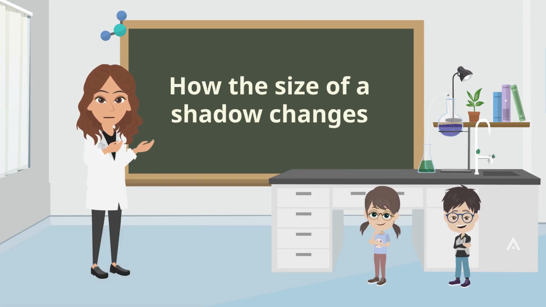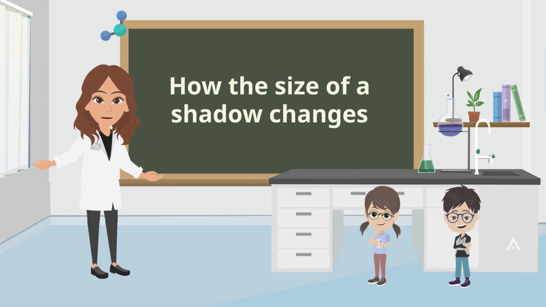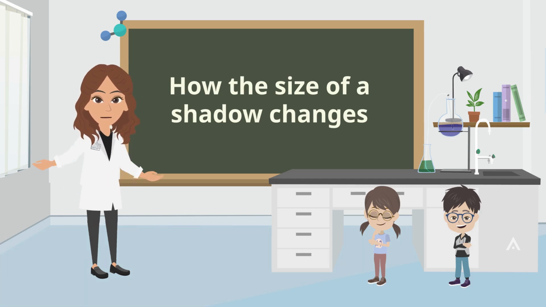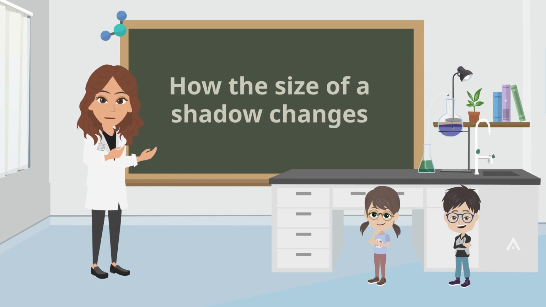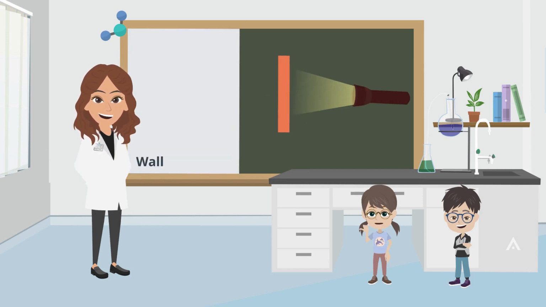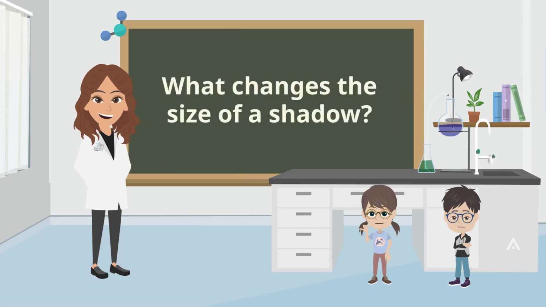In this video, we will learn more about how the size of shadows can be changed. Before we start, can anyone tell me how shadows are formed? I know. When an object blocks the path of light, a shadow is formed directly opposite the light source. But teacher, what changes the size of the shadow?